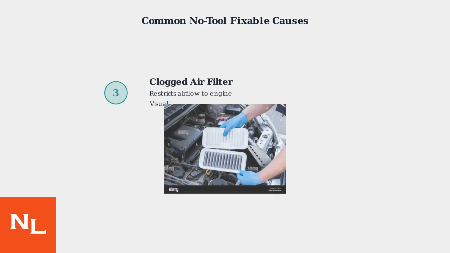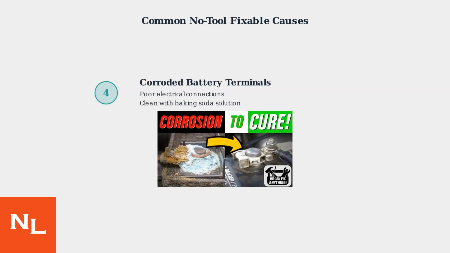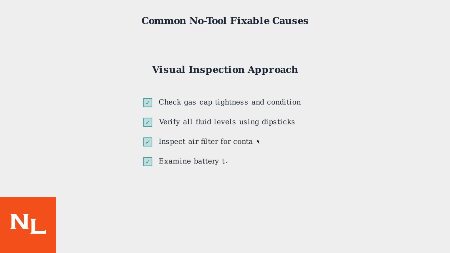A severely clogged air filter restricts airflow to the engine, affecting combustion efficiency. You can easily inspect the air filter visually for excessive dirt, debris, or damage. Corroded or loose battery terminals can cause electrical system issues that trigger the check engine light. Clean terminals with a baking soda solution and ensure tight connections. Start your diagnosis with systematic visual inspection of these four key areas. This methodical approach can resolve many check engine light issues without requiring professional diagnostic tools, saving both time and money.